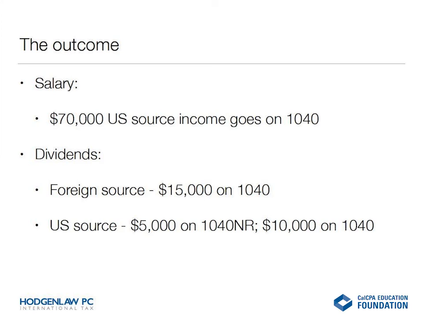And then for the U.S. source dividends, even though she's a non-resident the first part of the year, she earns the $5,000 of U.S. source dividends as a non-resident. That $5,000 is U.S. source, so she still reports it on her U.S. tax return, but that would go on the 1040 NR portion of the return, and then the $10,000 U.S. source dividend income earned while living in the United States, that would go on her Form 1040.